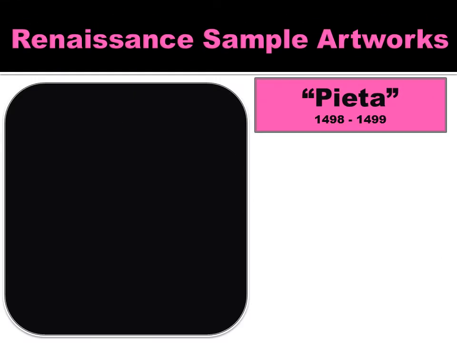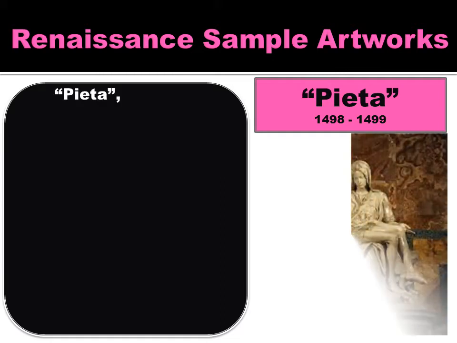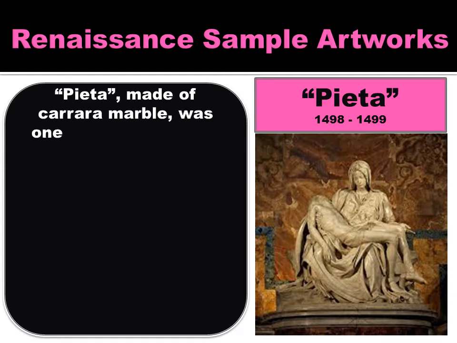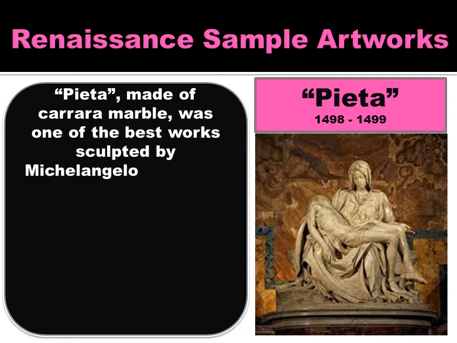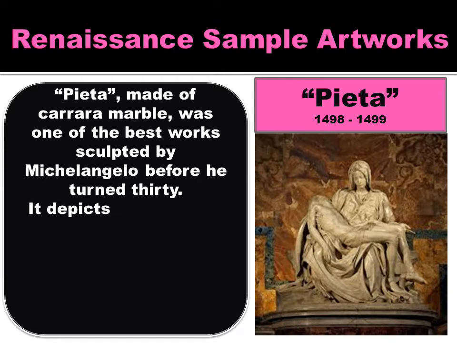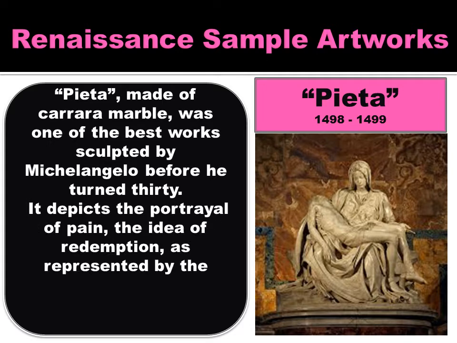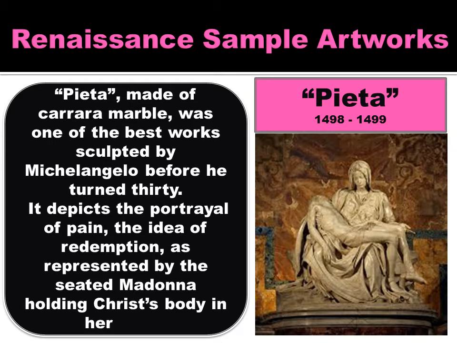Let us look at the sample artworks during the Renaissance period. Let us start with Pieta. Pieta is made of Carrara marble and was one of the best works sculpted by Michelangelo before he turned 30. It depicts the portrayal of pain, the idea of redemption as represented by the seated Madonna holding Christ's body in her arms.